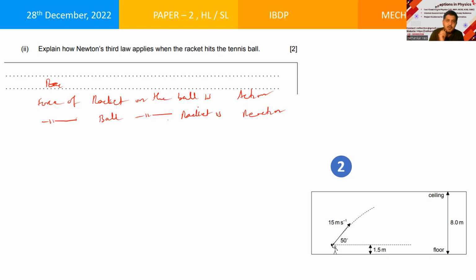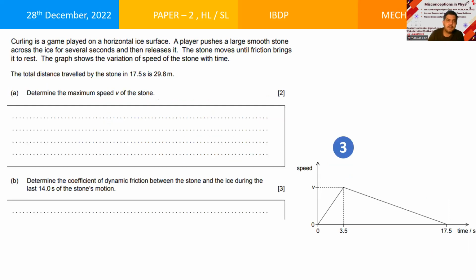Okay, this is only one statement. You can give one more here. You can say action and reaction act on different objects and are equal and opposite. Okay, so this will give you 2 marks definitely. Next, third problem.